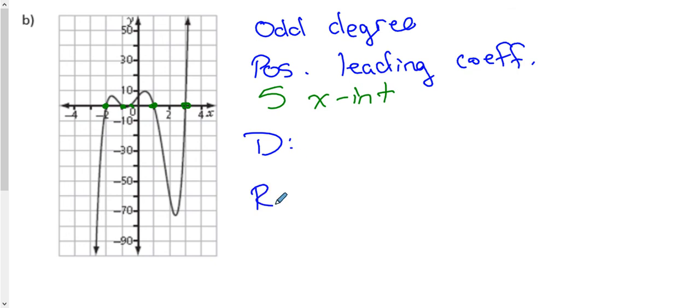Domain, range. In this last question we did set, so this time let's do interval notation. So how far left and right are we going? Going as far as negative infinity to positive infinity. And lowest to highest is also from negative infinity to positive infinity. There we go. Rounded brackets on both, and that finishes off this question.